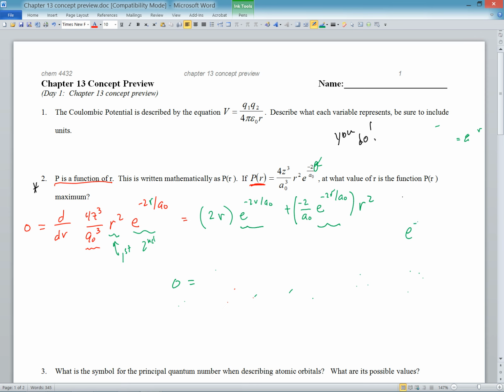Because e to the negative x times e to the positive x is just, what do you get when you multiply those two together? You get e to the 0, which is 1. Okay, that's why I want to do it. So what would you get if you multiply through by e to the positive 2r over a naught? Multiply it times 0, you'd get 0. Okay, now the other side. What would you get?